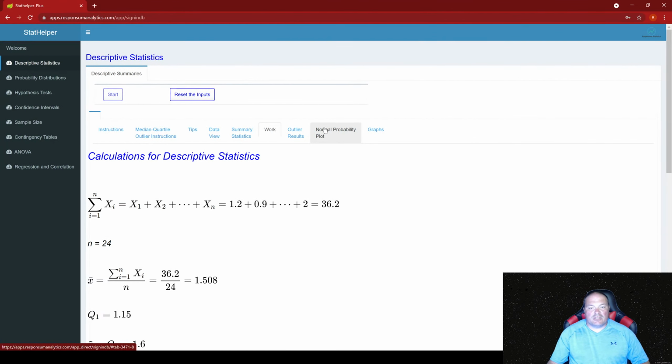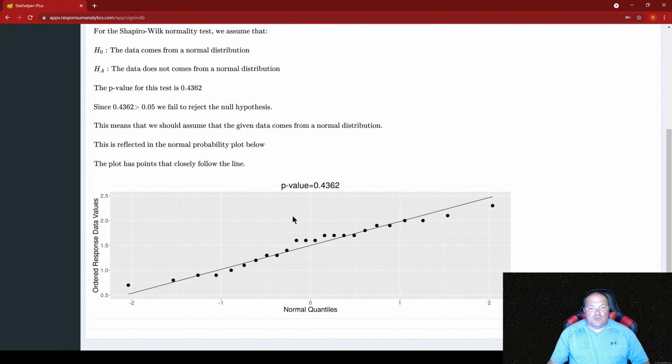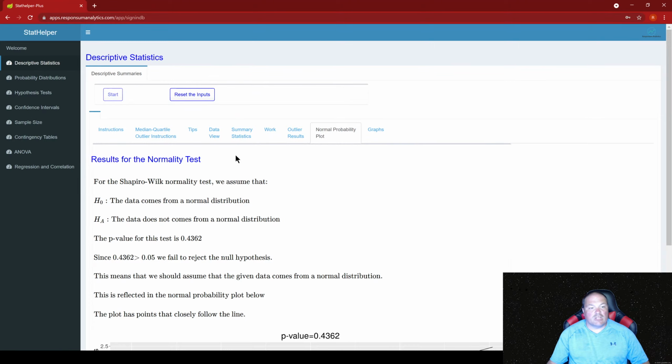Okay, we can see here, click the normal probability plot, and you can see that the p-value for the normality test for the high quality is 0.436, which is bigger than 0.05. So the high quality comes from a normal. Now let's check the other one.